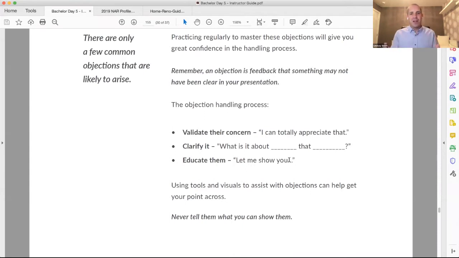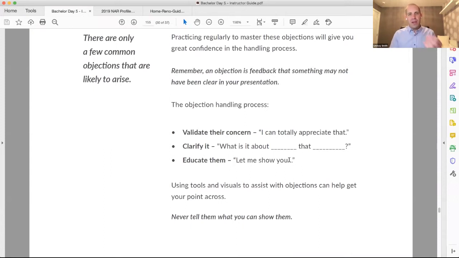The second step, clarify it. What is it about the commissions or the value that I'm offering that you're concerned about? And then you can go through and ask that, and then you listen. And then the third step, once they've answered, you educate. Let me show you something.